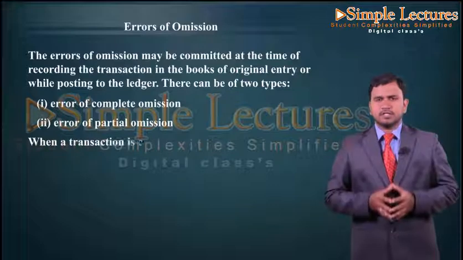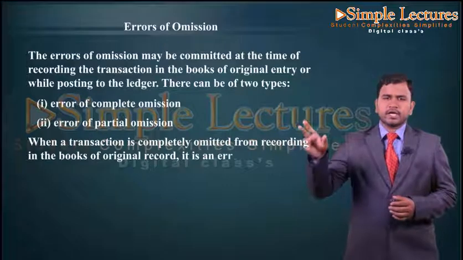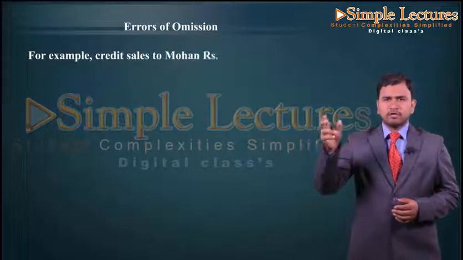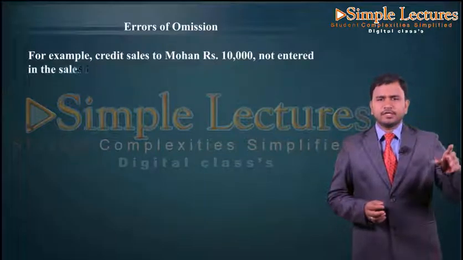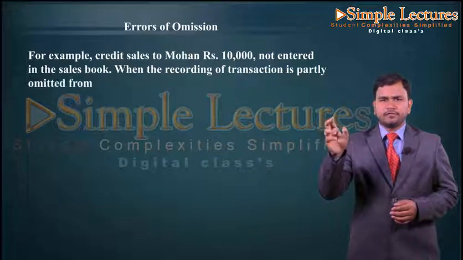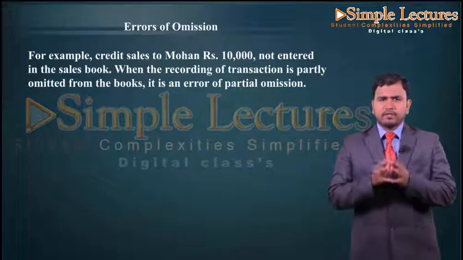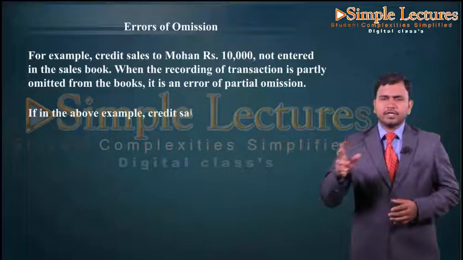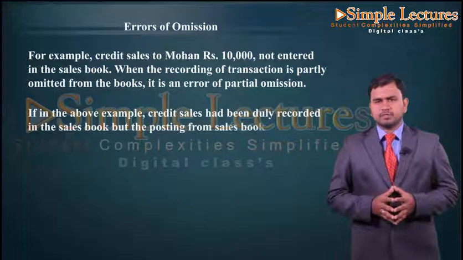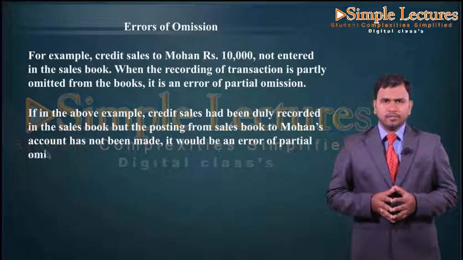When a transaction is completely omitted from the recording in the books of original record, it is an error of complete omission. For example, credit sales to Mohan rupees 10,000 not entered in the sales book. When the recording of a transaction is partly omitted from the books, it is an error of partial omission. If in the above example, credit sales has been duly recorded in the sales book, but the posting from the sales book to the Mohan account has not been made, it would be an error of partial omission.